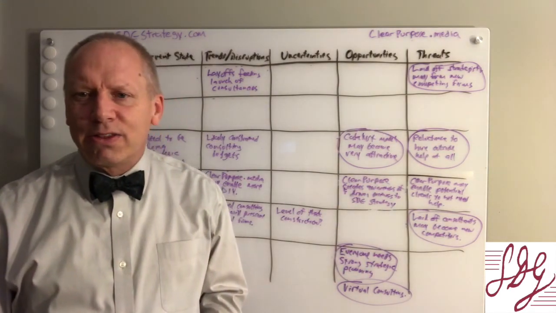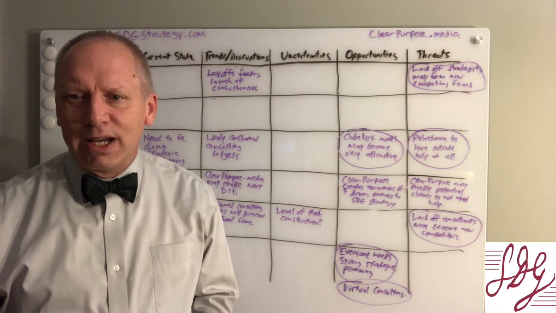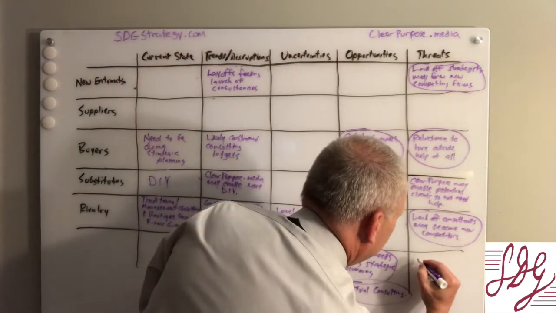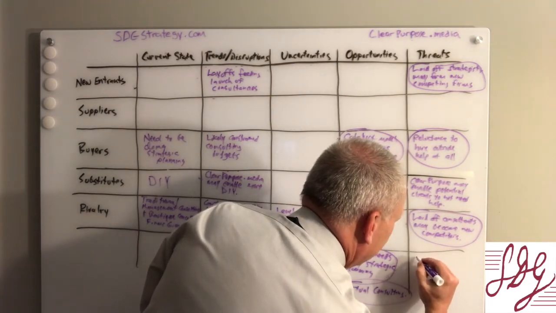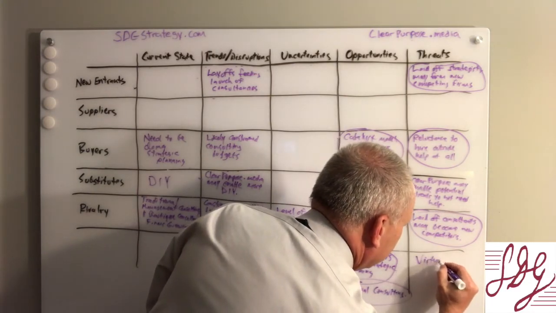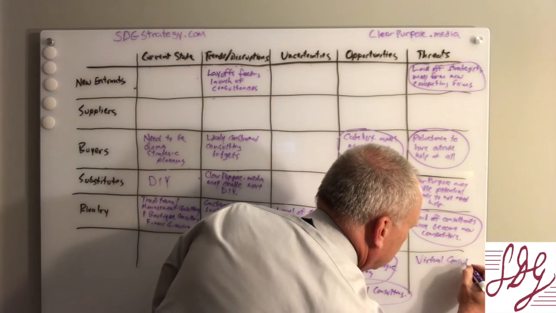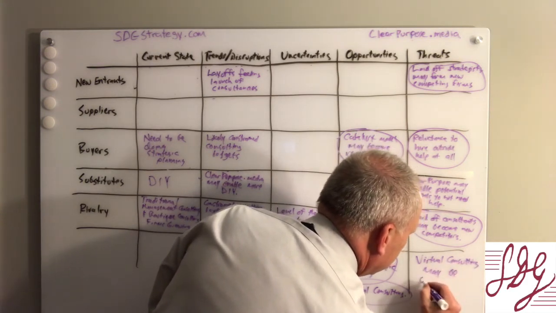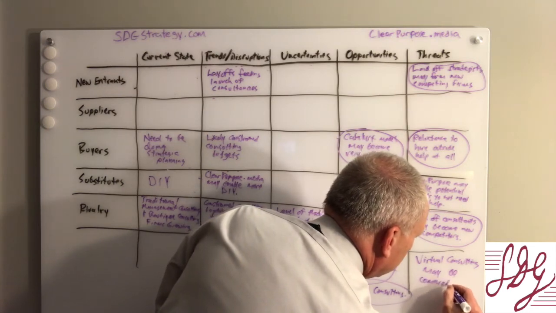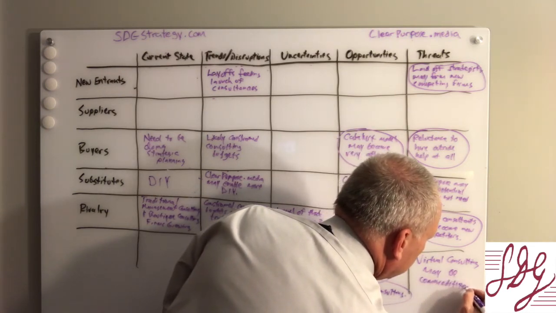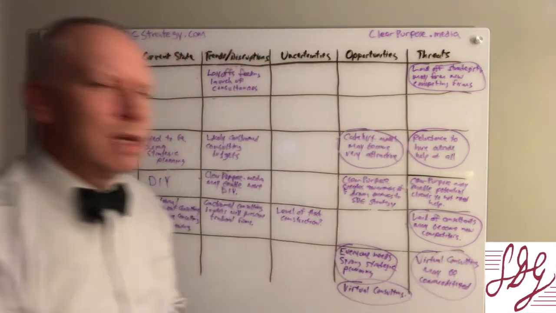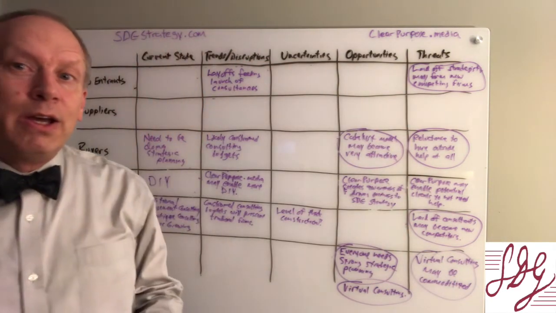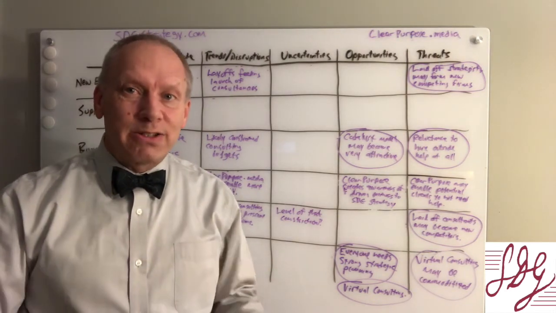I think the third one that is worth calling out, I'll put it here, is virtual consulting may be commoditized. So we've got our three opportunities and our three threats. This one was just a repeat of that one. So that's taken us through the external side.